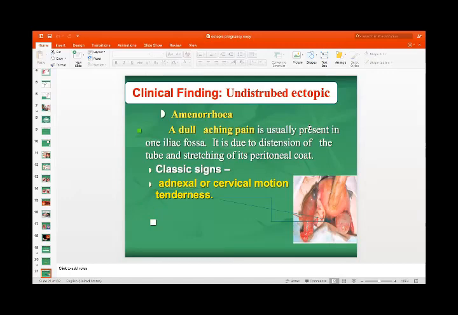So if there is unruptured pregnancy, what will you find? There will be history of amenorrhea. She will have dull abdominal pain at the site of the ectopic pregnancy. So if it is a left-sided ectopic pregnancy, then it would be in the left iliac fossa. It is due to distension of the tube and stretching of its peritoneal coat. So how does this pain occur? The tube starts distending, and the peritoneal coat is stretched, and it will lead to the pain. If on a pelvic examination you move the cervix, it will be very painful. So this is called cervical motion positive, and there will be adnexal tenderness also.